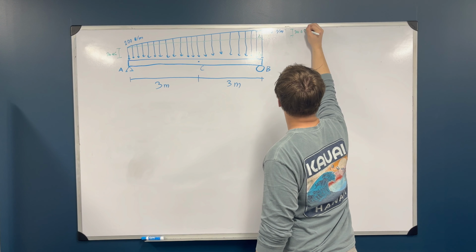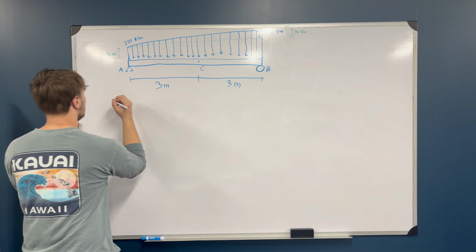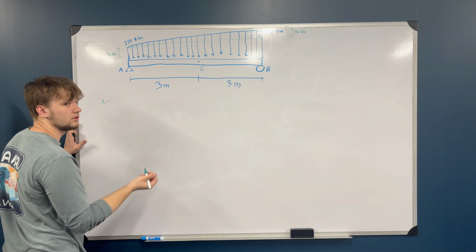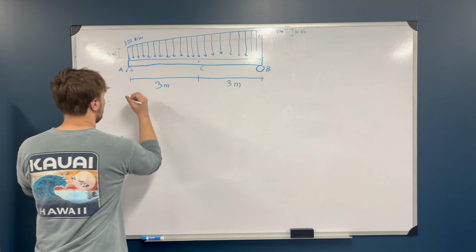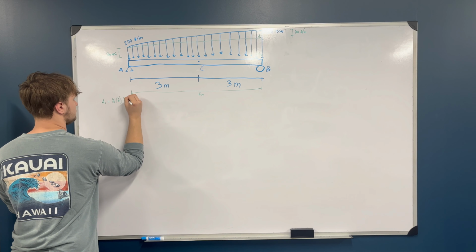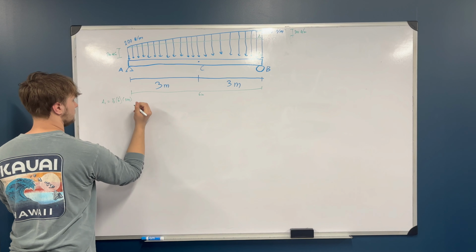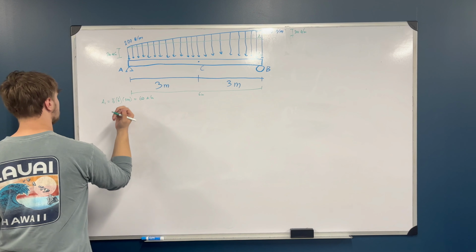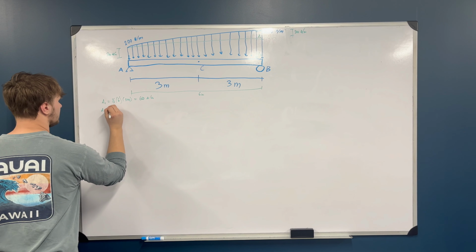Now we have to determine the areas of both of these. For area 1, a triangle, it's 1/2 times base times height. The full length right here is 6 meters. So 1/2 times base 6 times height 200 equals 600 Newtons.